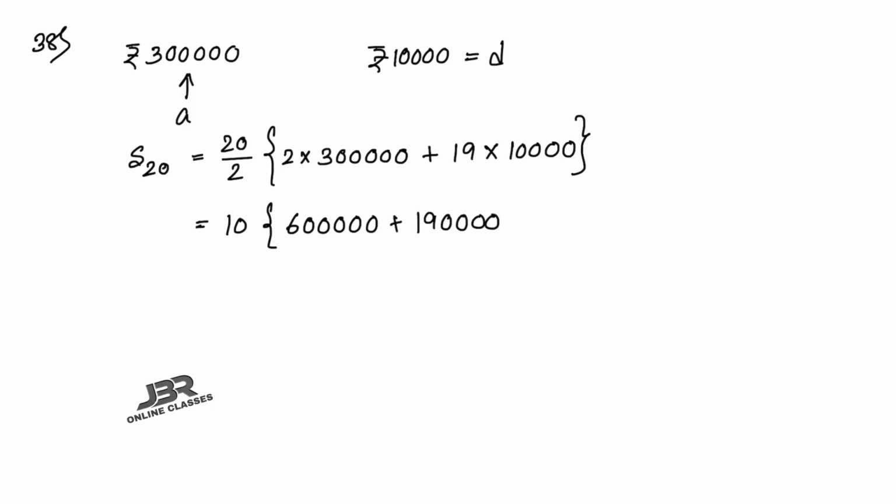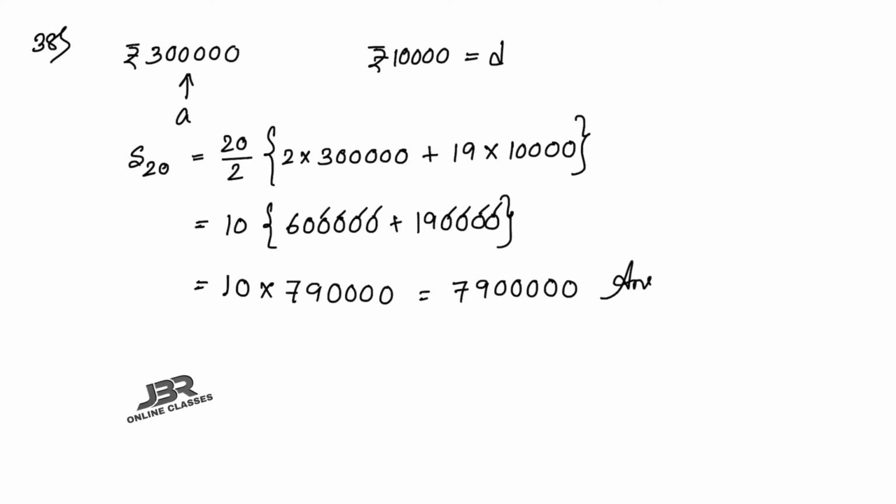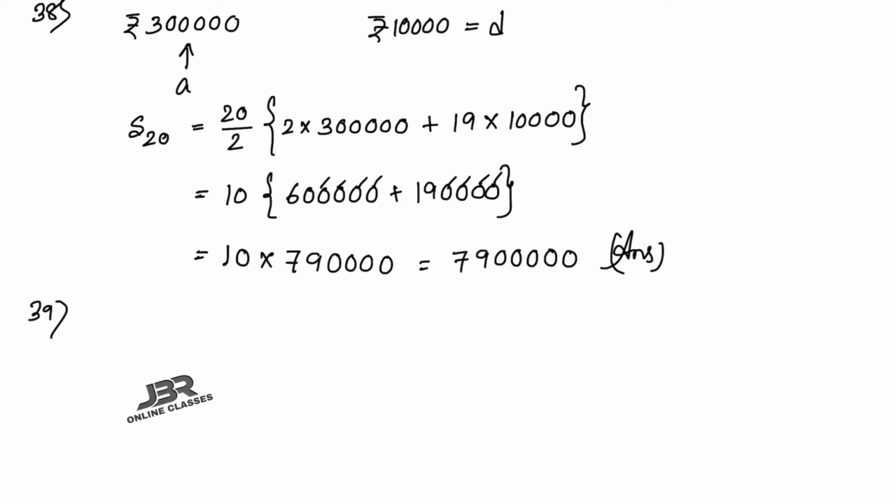That equals 10 times 6 lakh 34,5 and then 1,9,1,2,4. Now if you add this, the sum is 79,12,345... that is your answer. Now next one, sum number 39.